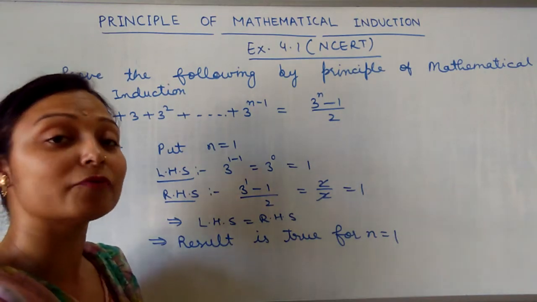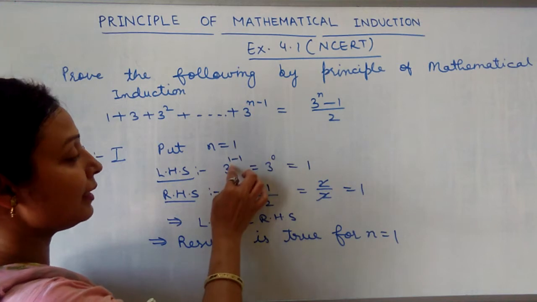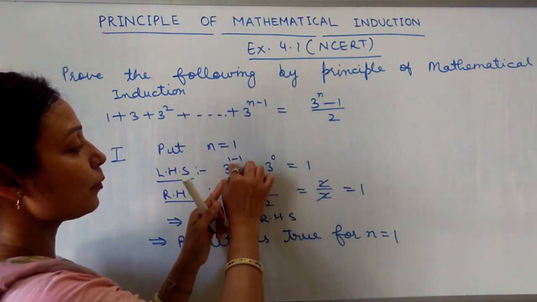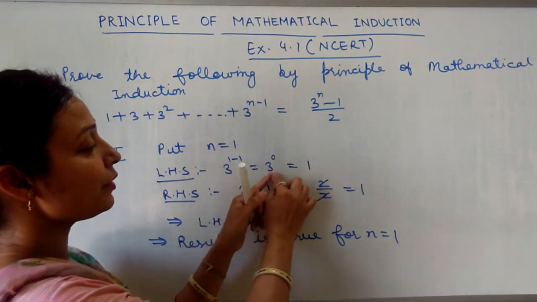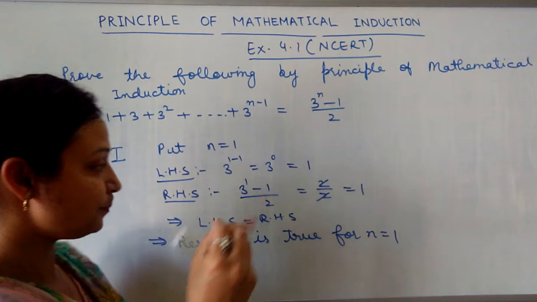In the first step you have to take only n equals 1. Take the general term, put the value of n. Left hand side becomes 1 minus 1. In place of n you have to take 1. 1 minus 1 is 0, 3 raised to power 0. Any term having power 0 equals 1.